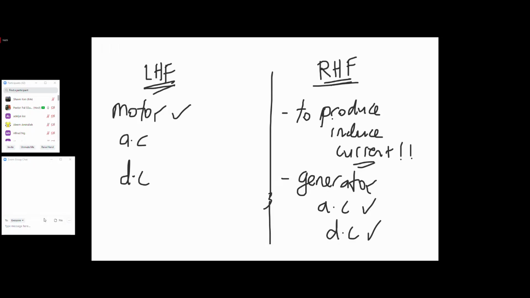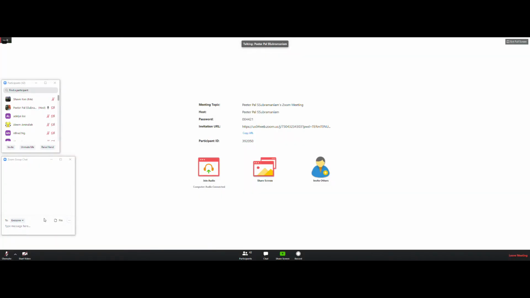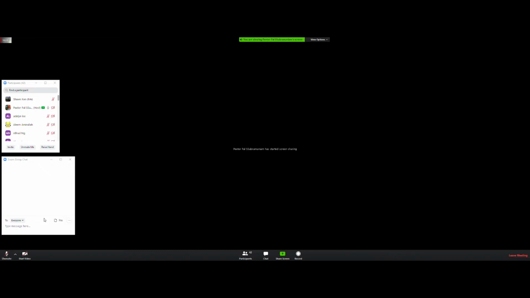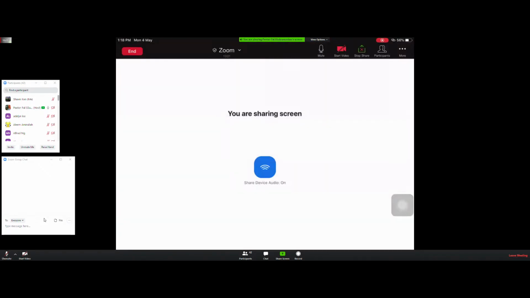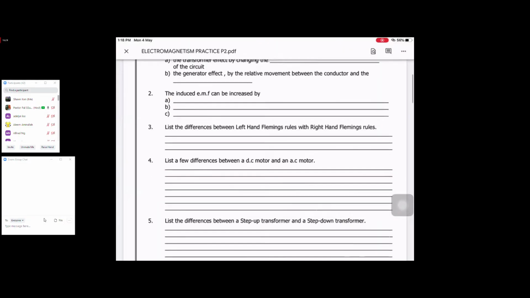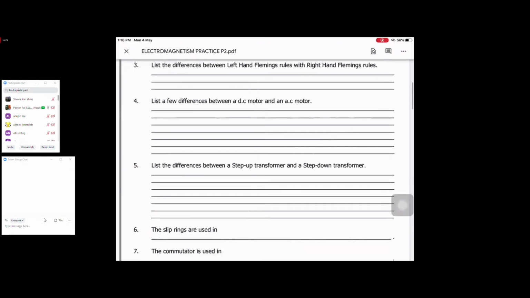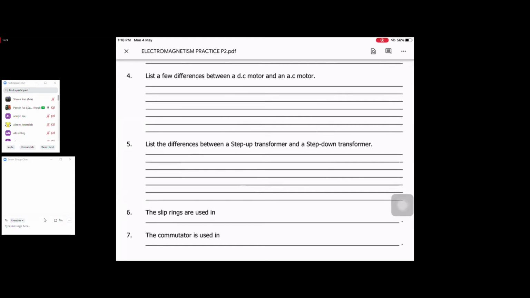Okay, next kita balik ke tadi ya. Okay, dah. Sekarang, list a few differences between a DC motor and AC motor. This one later lah. Okay, now this one you can read up on your own.